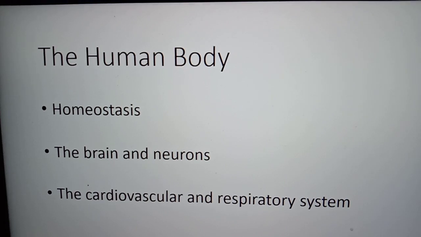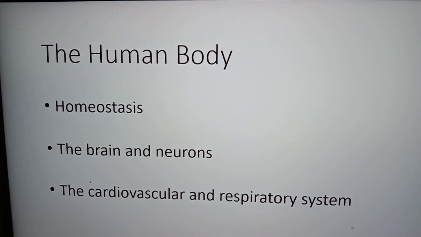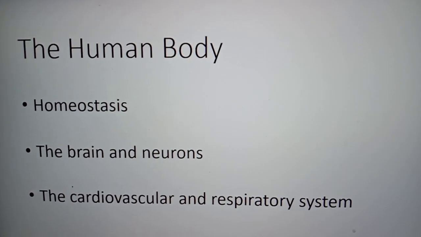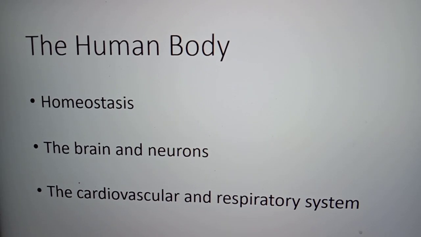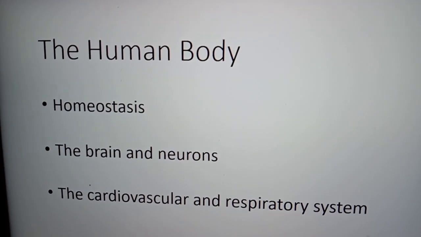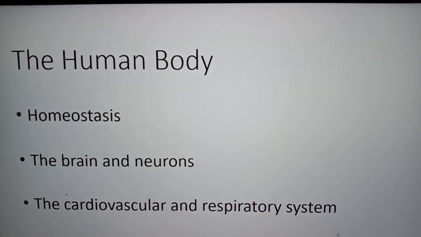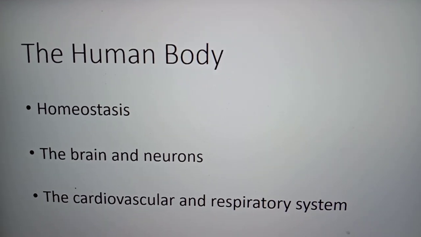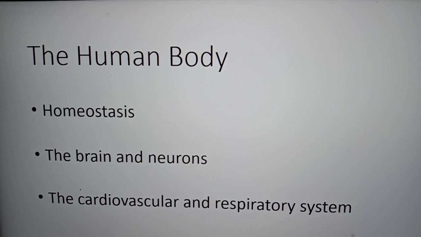And then the next topic was the brain and neurons, and you basically had to identify the parts of a neuron and the brain. I didn't think the cardiovascular or respiratory system came on our test, but we just put it down just in case it might come on the later test.